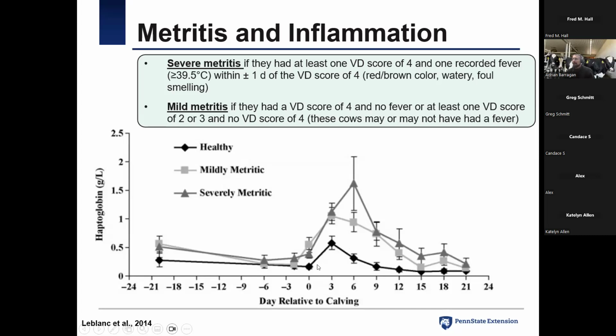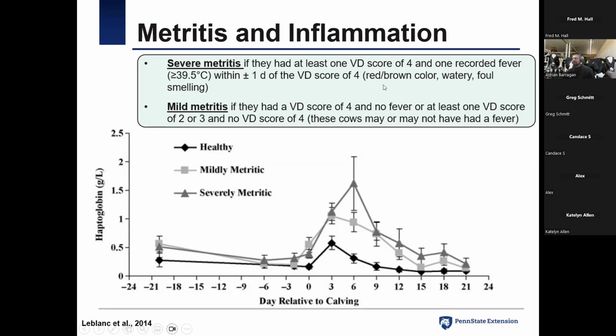Right? And you can see that before calving, they actually were about the same. But if you look here at calving, at 0 days, they already were different. So basically at calving, these cows that later on develop metritis already have a high inflammation, or high concentration of haptoglobin, compared to the animals that did not develop metritis, right?